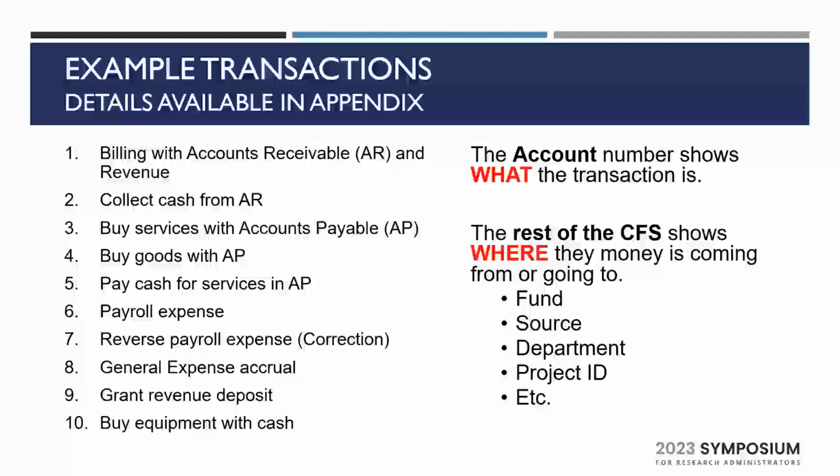Those account numbers tell us what the transaction is. In this case, billing an internal or external party where we expect to receive cash in the future, and we're earning revenue for it. Again, the rest of the chart field string, which tells the rest of the journal's story, such as department ID, would be specific to your circumstances.